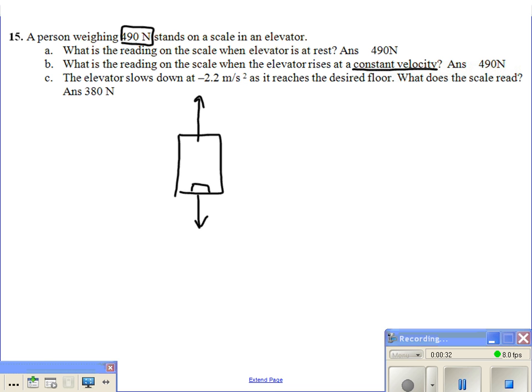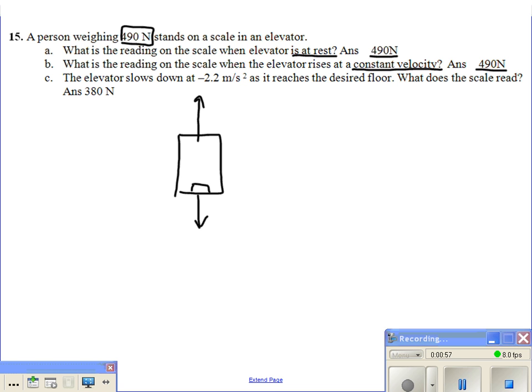If the force up and the force down are equal to each other, as when it's going at a constant velocity. A constant velocity could be what you're talking about when you're talking about it being at rest in problem 1. There would be absolutely no difference when it's moving at a constant speed. So again, the answer is going to be 490. It's only when the elevator accelerates up or down that there becomes a difference in what's read on the scale.